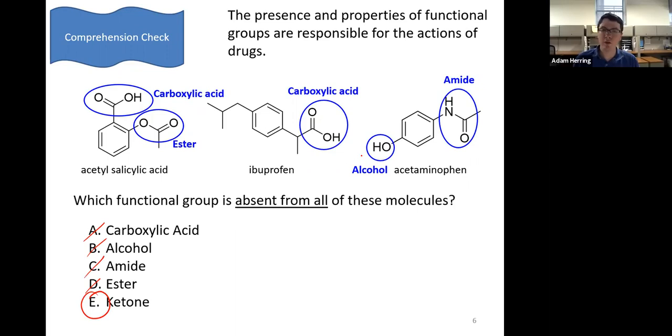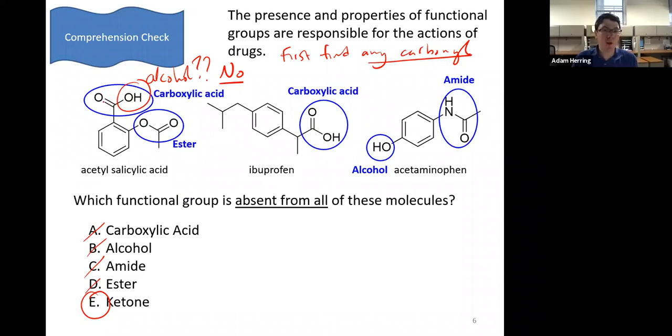Now, you might have struggled and thought that you had an alcohol here. You don't. When you're looking for the functional groups, you want to first identify any that are carbonyl based. And so you're going to look first for the carboxylic acids or the amides. This is not an amine. If it's already counted in the carboxylic acid and the amide, then we don't double count it for an alcohol or an amine.